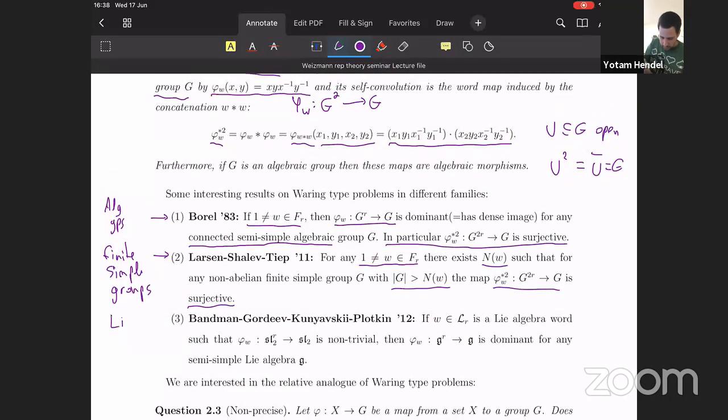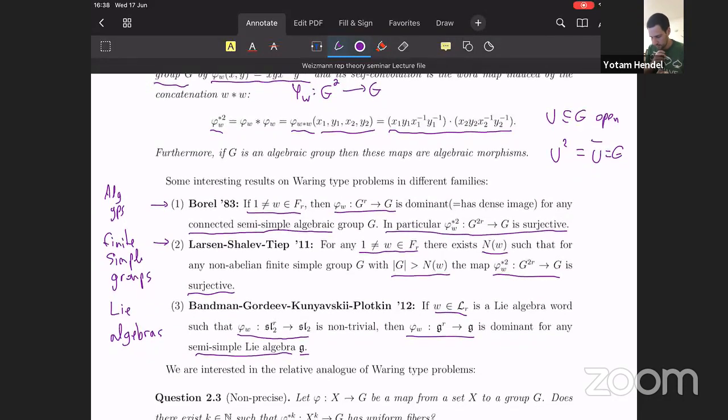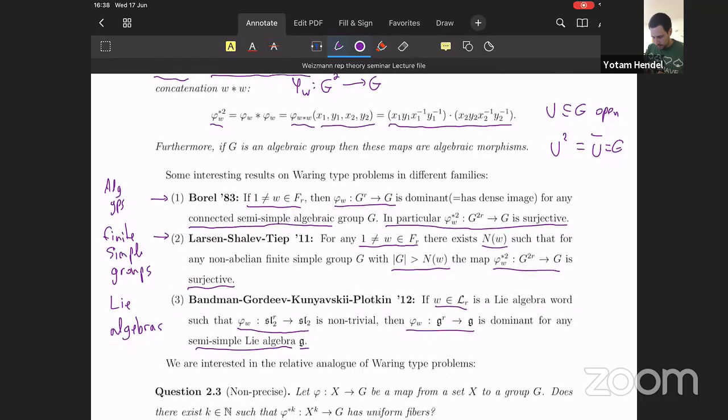Another type of result, for Lie algebras, is given by a theorem of Bandman, Gurevich, Kunyavskii, and Plotkin, and they show that if you have some Lie algebra word map such that the word map it induces on sl2 is non-trivial, then it is actually dominant on any semi-simple Lie algebra g. And there are some non-trivial words which are trivial on sl2, so this is not an empty assumption. And so this is the case of Waring type problems.